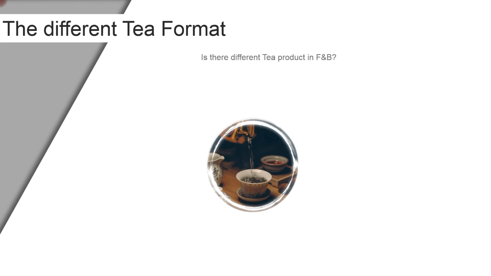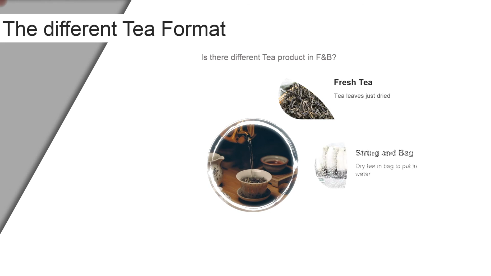The different tea formats. Are there any different tea products in F&B? Yes. There are several tea formats that you've seen in our practical class. First, as you can see here, this is the fresh tea. The fresh tea is the tea leaves just dried. String and bag, this is the famous one and most of it is available in the market. The dry tea in a bag to put in water. Pre-mix, pre-prepared tea with water and sugar.